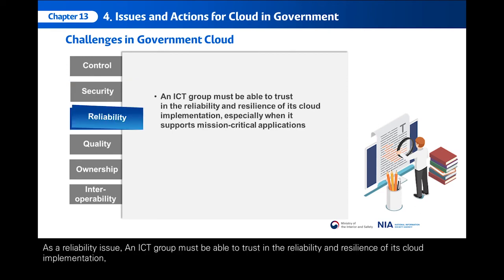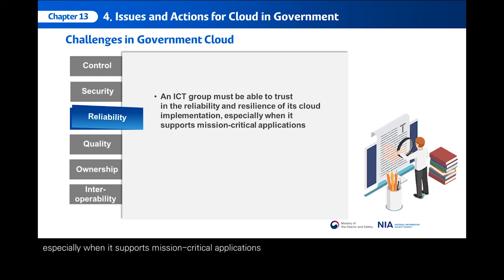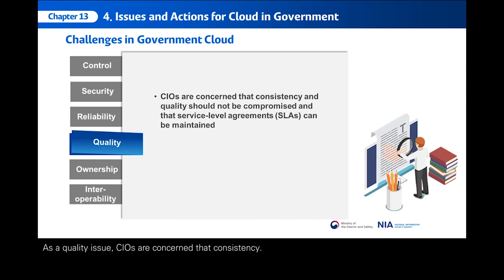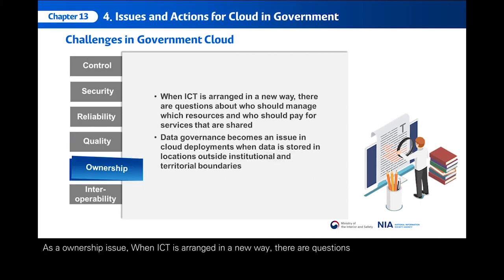As a reliability issue, an ICT group must be able to trust in the reliability and resilience of its cloud implementation, especially when it supports mission-critical applications. As a quality issue, CIOs are concerned that consistency should not be compromised, so that service-level agreements can be maintained. As an ownership issue, when ICT is arranged in a new way, there are questions about who should manage which resources and who should pay for services that are shared.